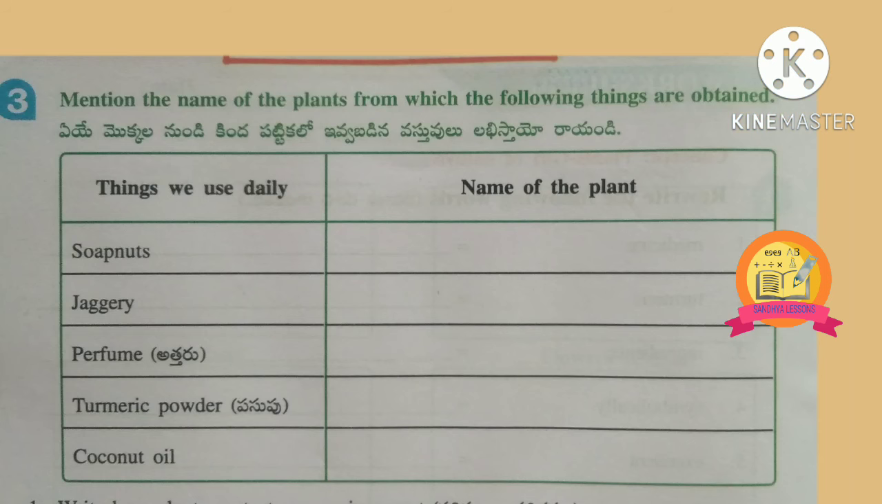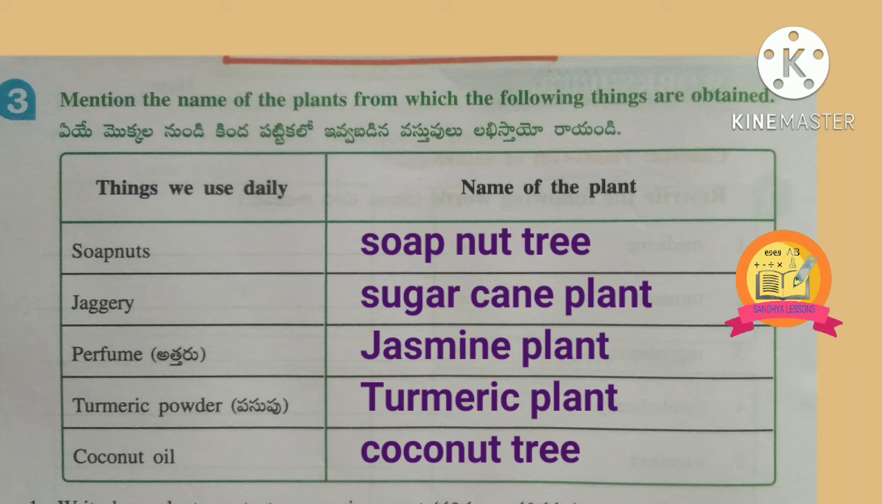Third Roman, mention the name of the plants from which the following things are obtained. Soap nuts. We get from soap nut tree. Jaggery, sugarcane plant. Perfume, jasmine plant. Turmeric powder, turmeric plant. Coconut oil, coconut tree.